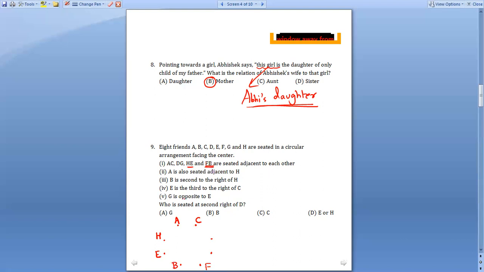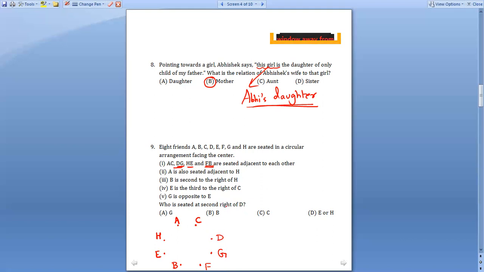Now, fifth, G is opposite to E. So I'm going to place G here. Obviously we have D here, because D and G are adjacent to each other. Now read out the question. Who is seated at second right of D? The first right of D is C and the second right of D is A.